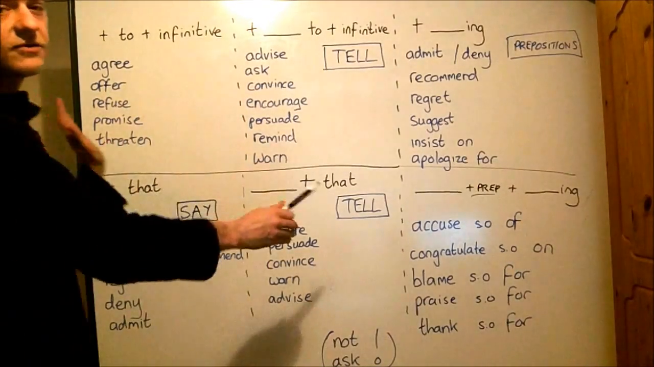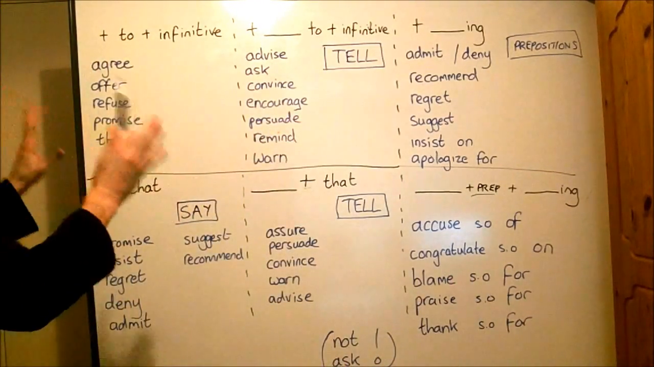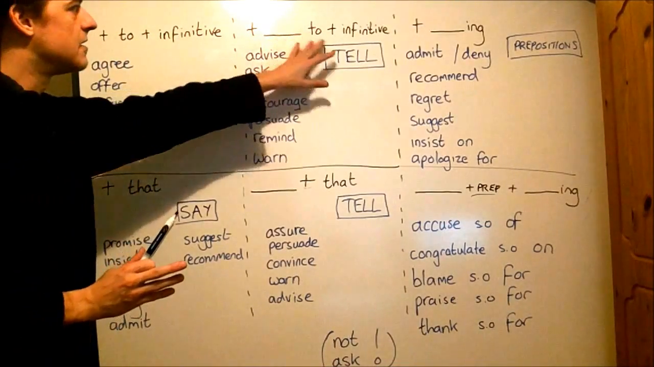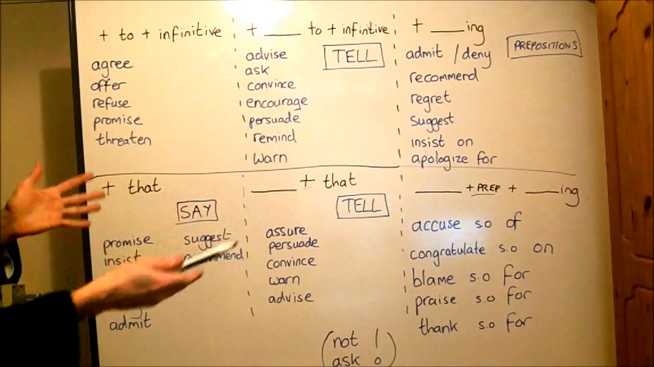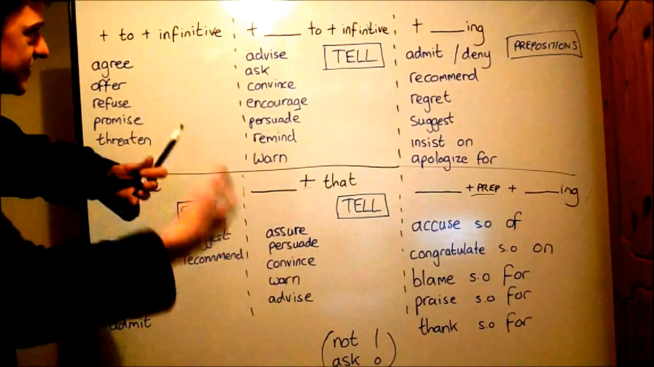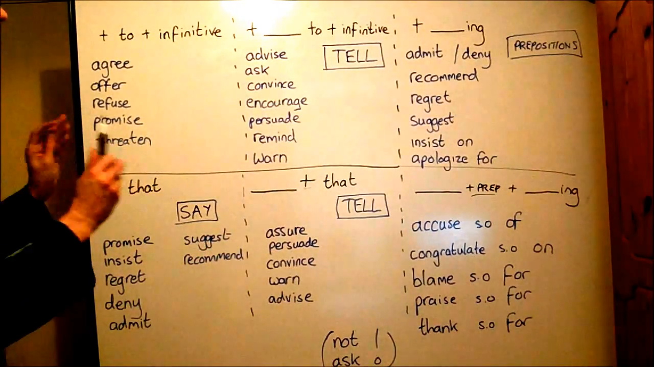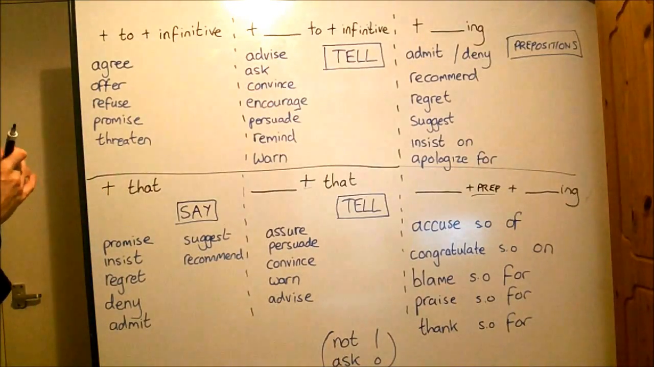Okay, so six different types of verbs, six different patterns that the verbs follow concerning what verbs come next, or how the sentence which follows continues. And you hear so many mistakes with this particular piece of grammar.